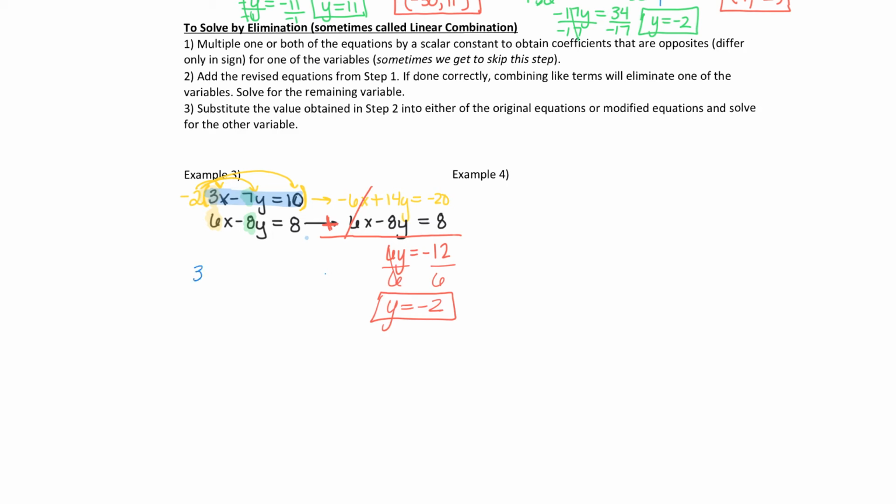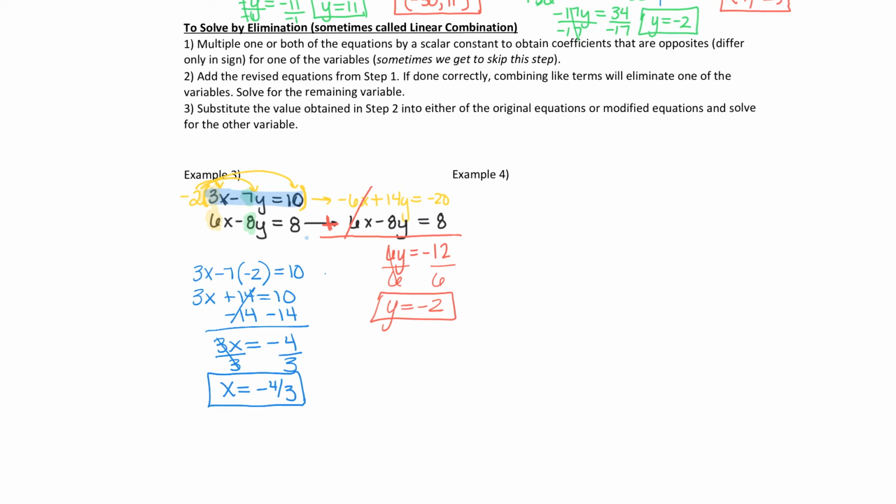So I'll have 3x minus 7 times y, which I know is negative 2 now, equals 10. So I'll have 3x plus 14 equals 10. And now I need to subtract the 14 from both sides. So I have 3x equals a negative 4. And then divide by 3. So x is equal to negative 4/3.